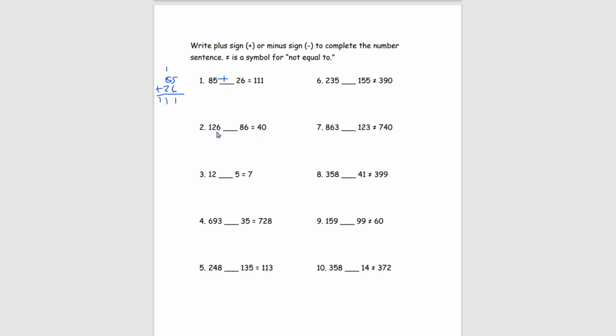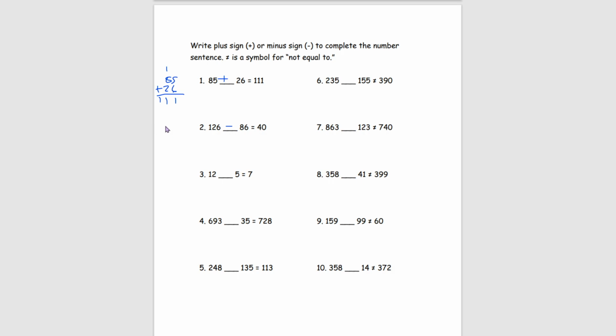For number 2, we have 126 blank 86 equals 40. And since we already know that 126 is a much greater number than 40, and if we added these two numbers together, 126 and 86, we get a number in the 200s. So we obviously know that the plus sign will not work. So using common sense, we can determine that the minus sign is needed here.